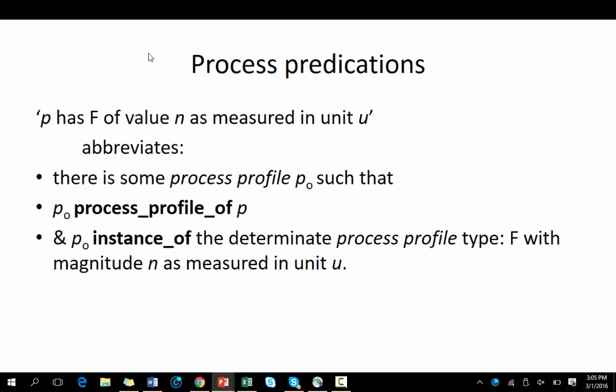This is process predications. Oh yes, this is sort of interesting. So we have been talking about process profiles of one object, like a heart, or a top, or of a small number of objects, such as the atrium and the ventricular chamber and so on. But then we get process predications like this. We measure some object, we get the value n for some quality. We measure some process, we get the value n in some measurement unit u for some attribute of the process, for instance speed. What that means is that there is some process profile which is a streamiform part of the process P, and P0 is an instance of this determinate process profile type F with magnitude n as measured in unit U.